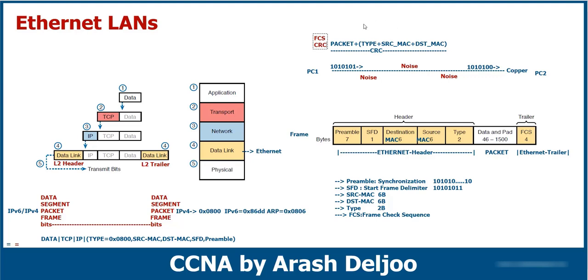Check sequence to the destination. After that, we can add the preamble and SFT. Let me write here: this is SFT and this is the preamble. Okay, now we can see all of the process.